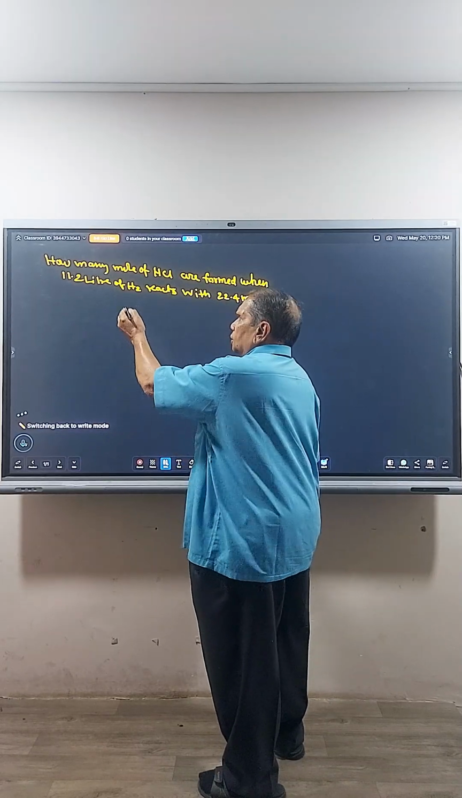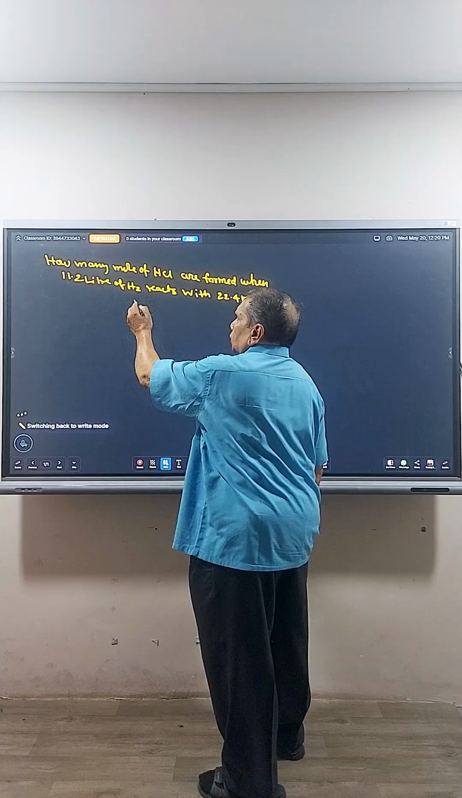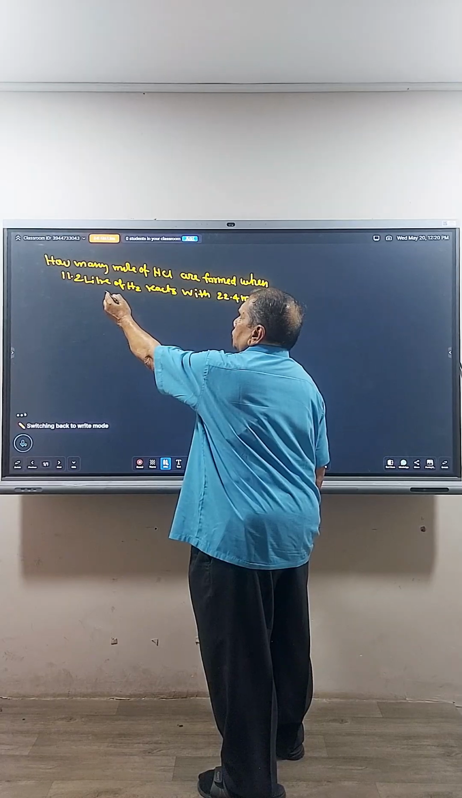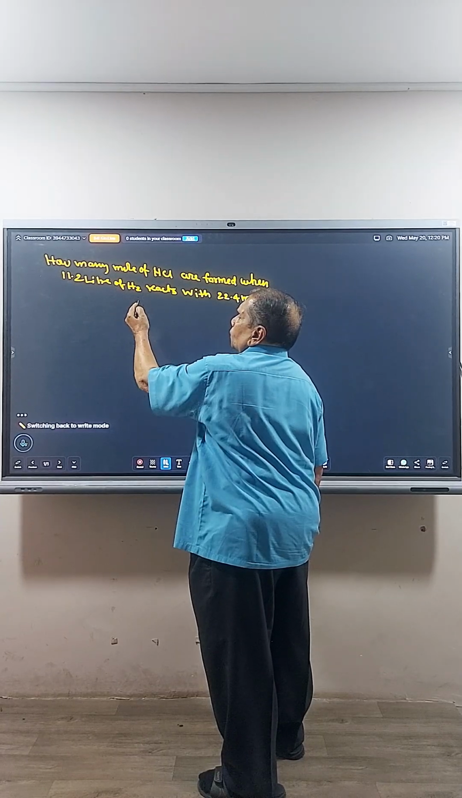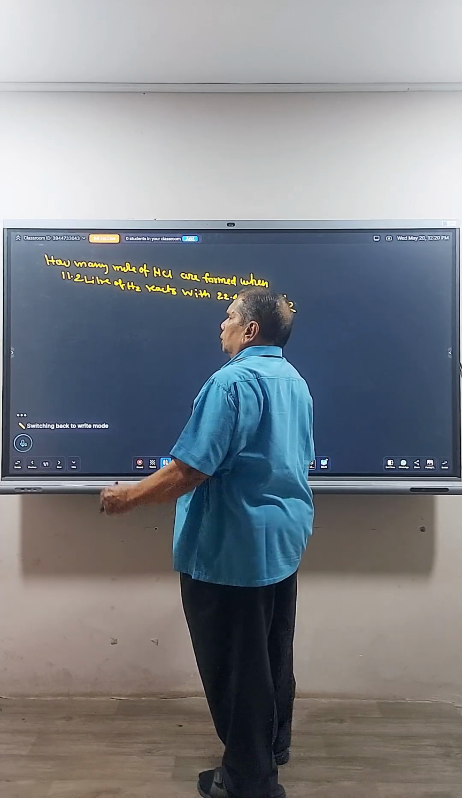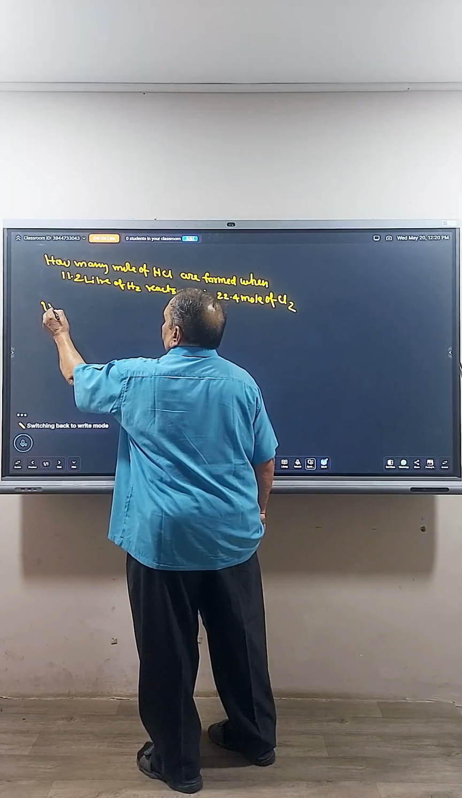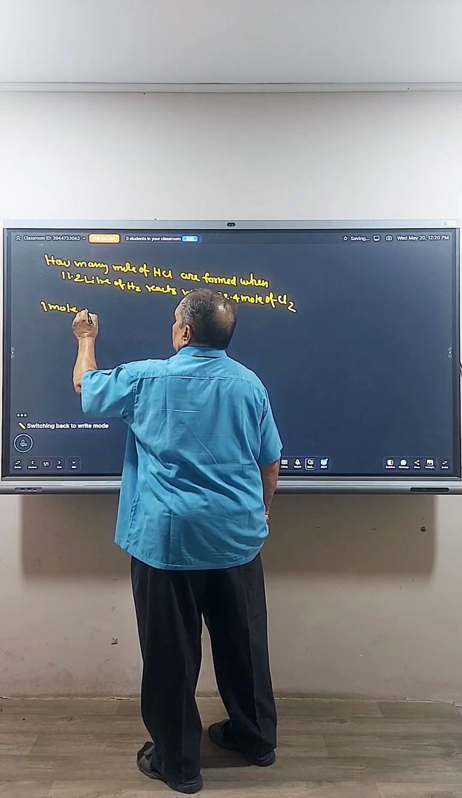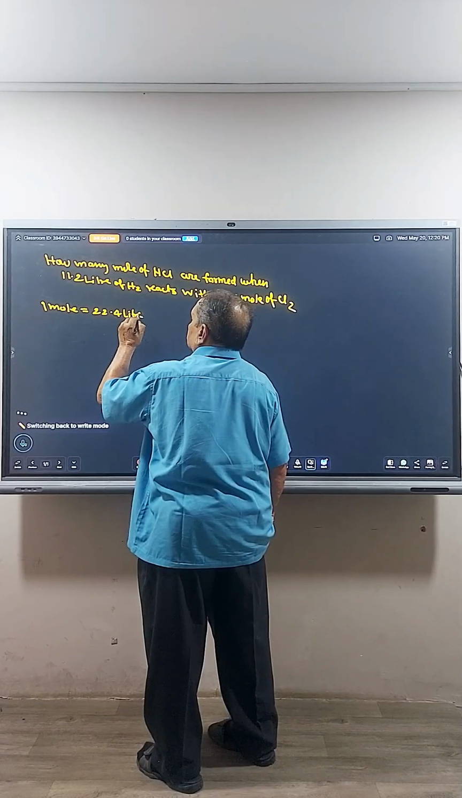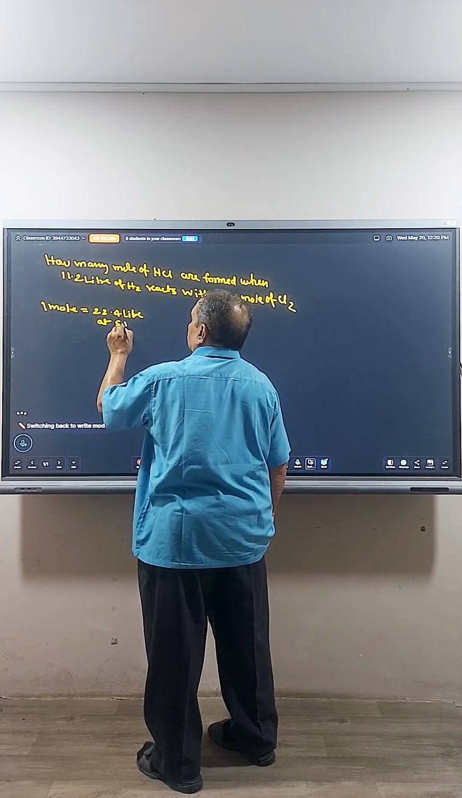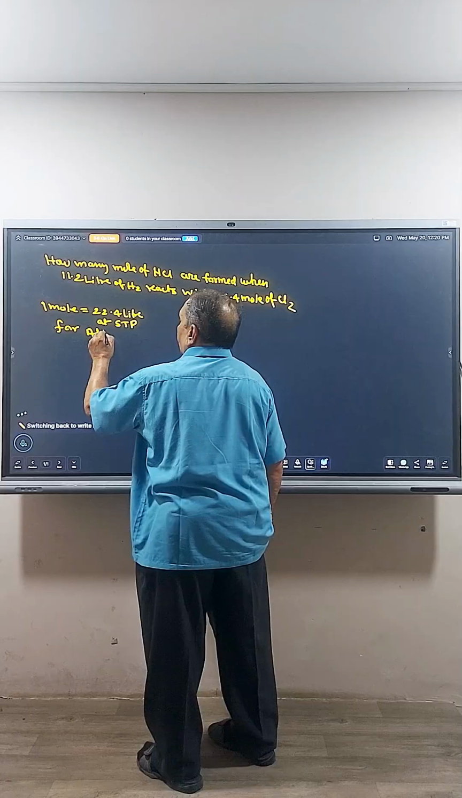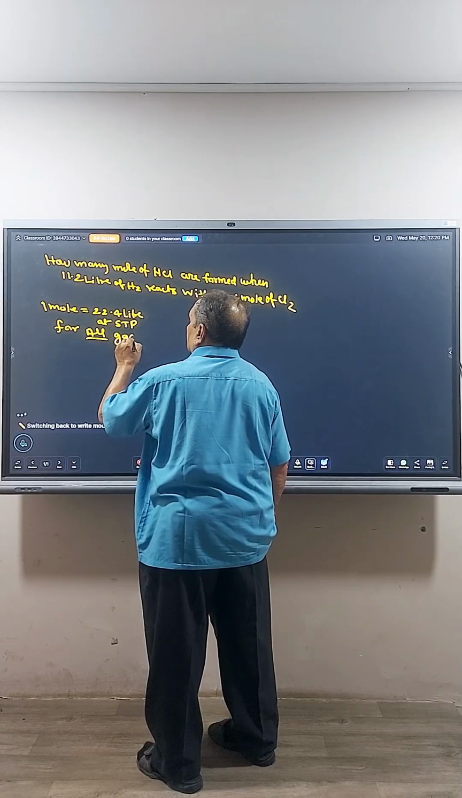There can be many variations that can be changed, but in this particular case, it was like this. It could be 11.2 liters of hydrogen or 22.4. Volumes could be changed, but the basic mole concept is 1 mole is equal to 22.4 liters at STP for all gases.